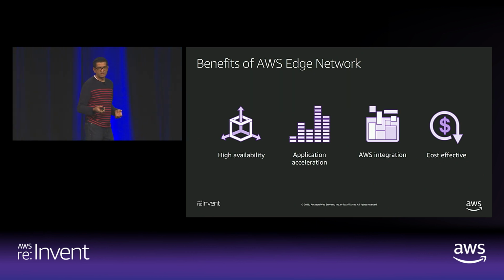For application acceleration, these mitigations are often in line, and the Edge network, in the way we do routing, can help with the acceleration of your real users. And then all these services are also integrated with the rest of the AWS infrastructure.